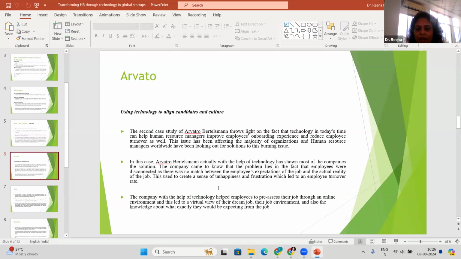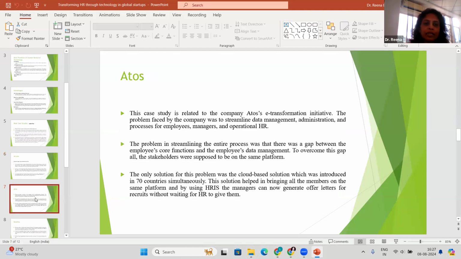The company, with the help of technology, helped employees to pre-assess their job through an online environment, and this led to a virtual view of their dream job. So they knew about the job from beforehand. Now, the third company is Atos.